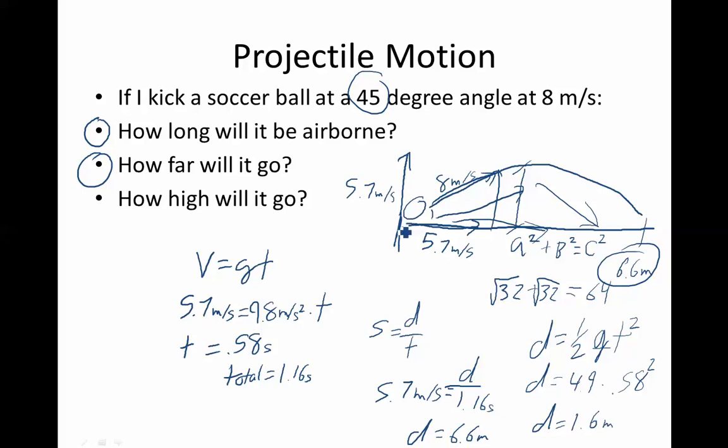So if you kick a soccer ball 8 meters per second at a 45-degree angle, it will go 1.6 meters into the air. It'll go a total of 6.6 meters before its first bounce. That's the first time it hits the ground. And it'll be airborne for just over a second. So hopefully that gets you a little bit closer. Projectile motion, pretty tough stuff, especially when we're using a limited number of formulas. We're only using the formulas that we've already done in class.